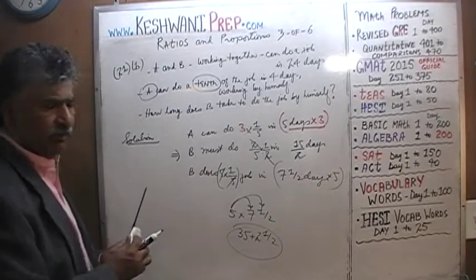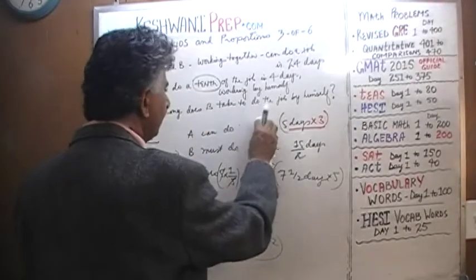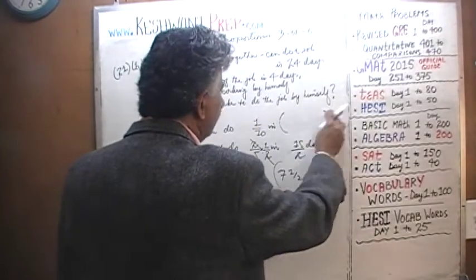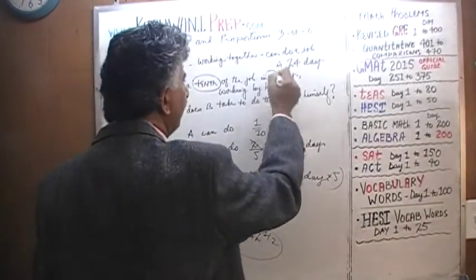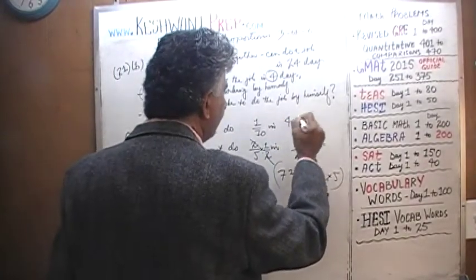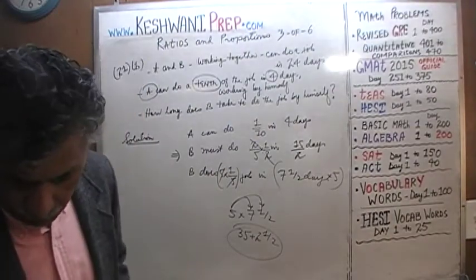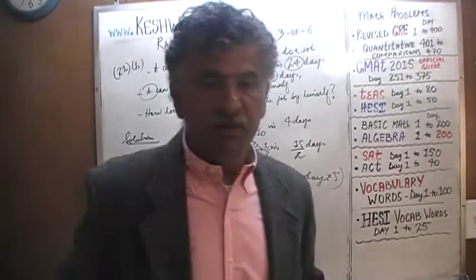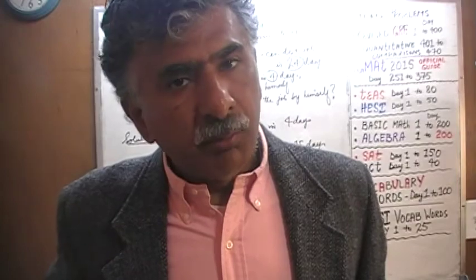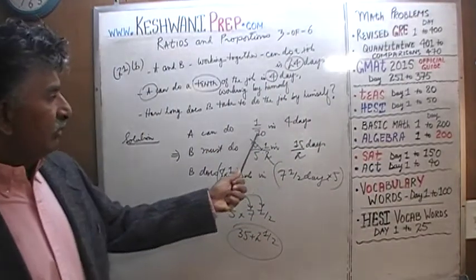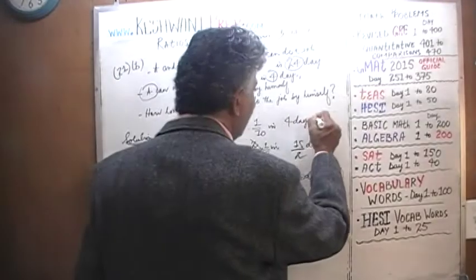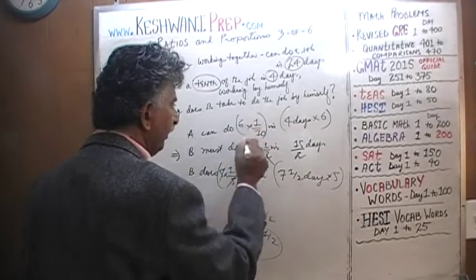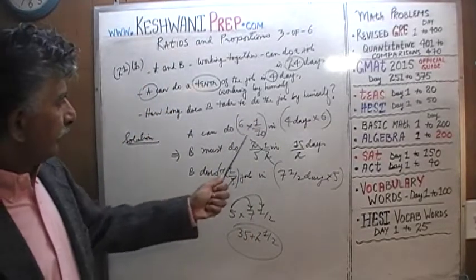So here we go. Same exact setup as before. We are told A can do a tenth of a job, so instead of a fifth, we have a tenth, in 4 days. We're not interested in knowing how much he can do in 4 days. We want to know how much work he's doing when they're working together for 24 days. Well, if he can do this much work in 4 days, then 24 days is 6 times as much. So multiply this by 6, so we get 24 here. Since we multiply that side by 6, we have to multiply this side by 6. So now we know that A can do 6/10 of a job in 24 days.